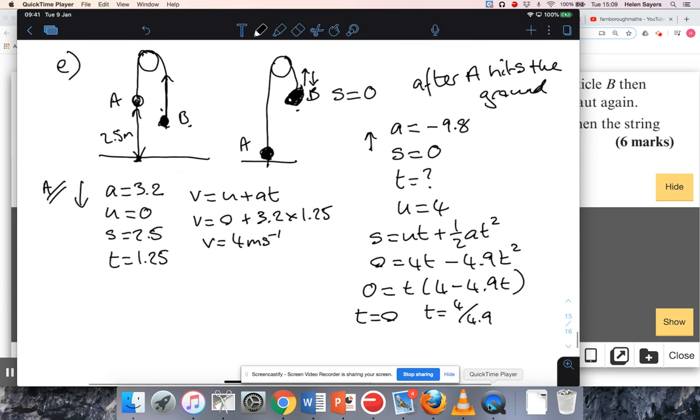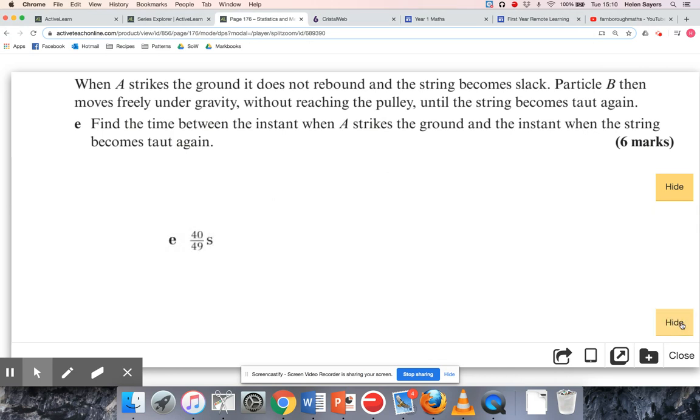And that makes perfect sense, because obviously its displacement was 0 when A hit the ground, so that is when t is 0. So that's not the one I'm interested in. I'm interested in 4 over 4.9. I shouldn't leave a decimal within a fraction, so I can either put that as 40 over 49 or give it to three significant figures, so 0.816 seconds. Okay, and let's just double check that solution. Yeah, 40 over 49. Okay, lovely.